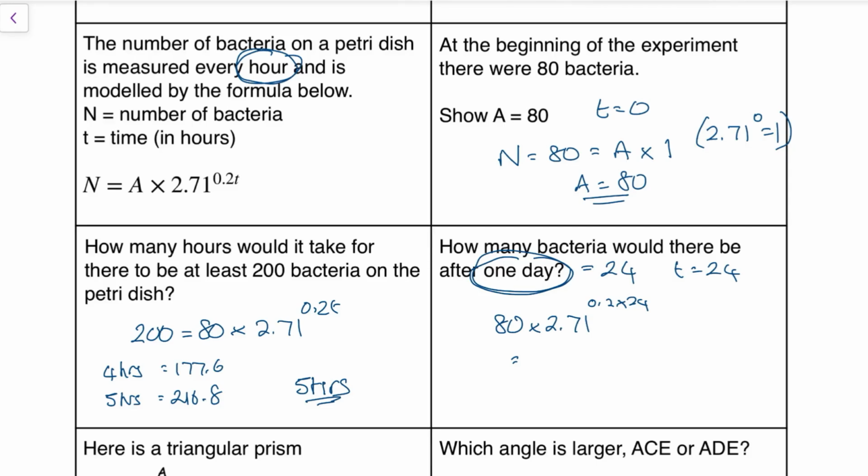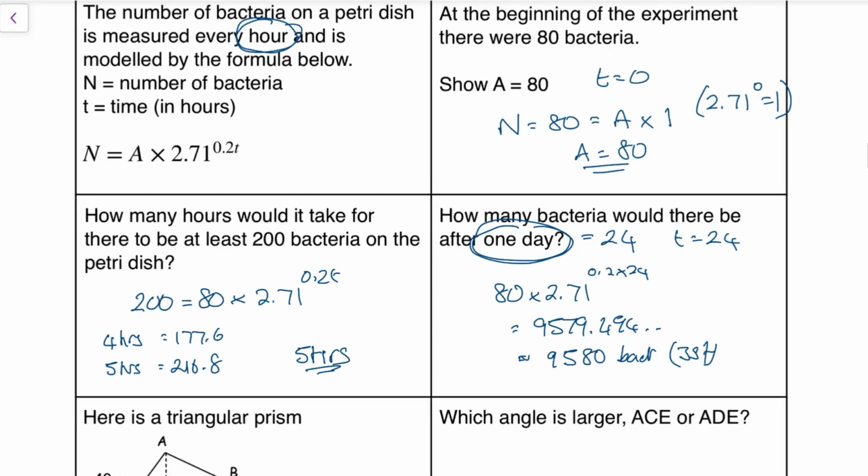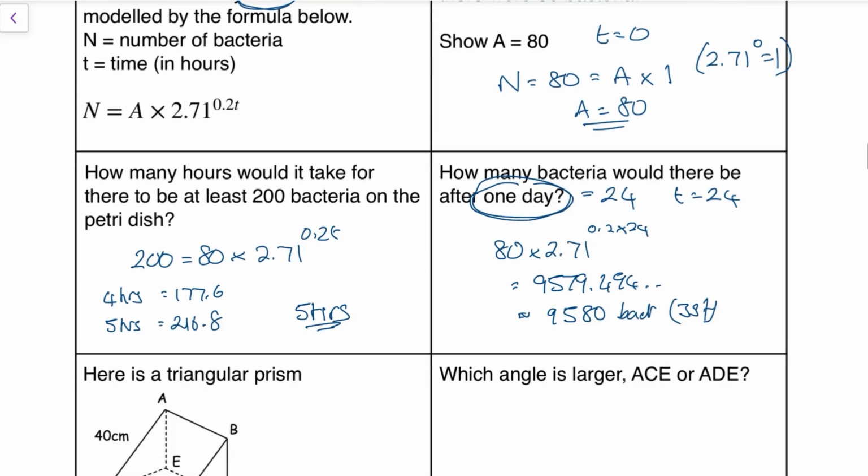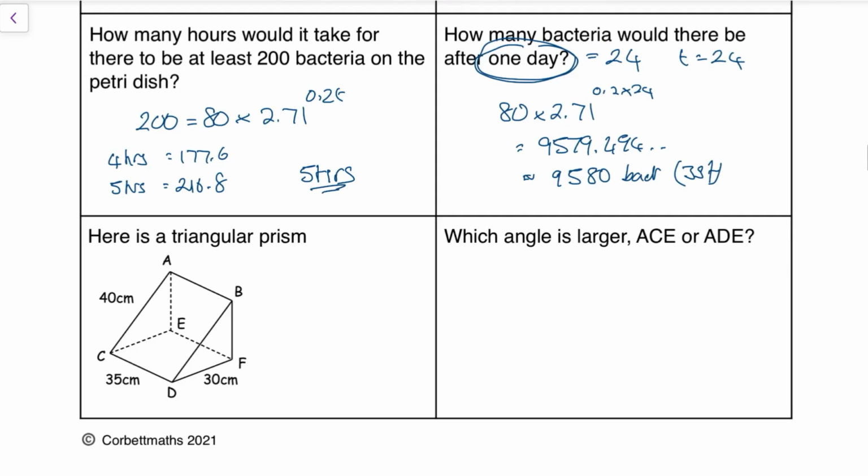There's a lot of calculator in this exam today, isn't there? So 2.71 to the power of 0.2 times 24. And that's going to give me 9579.494, and so on. So I would write the calculator answer, and then I would say it's approximately 9580 bacteria to 3 significant figures. Full answer with my working, and you can see my rounding as well. Obviously, if the question says round to the nearest, do that. If the question says to the nearest whole bacteria, then you would do that one instead.